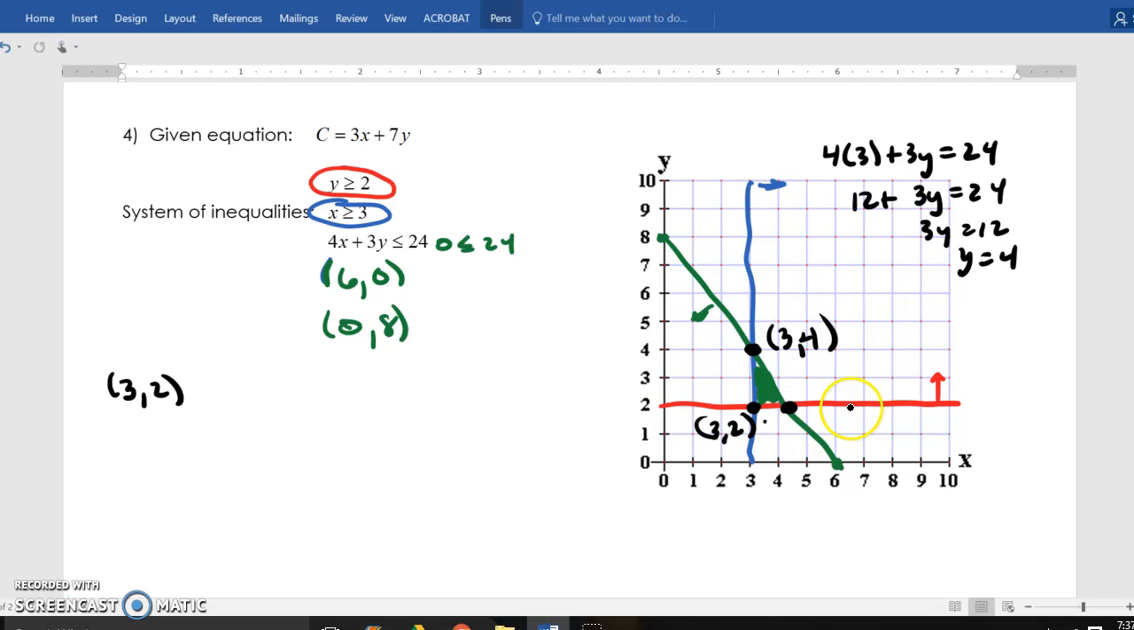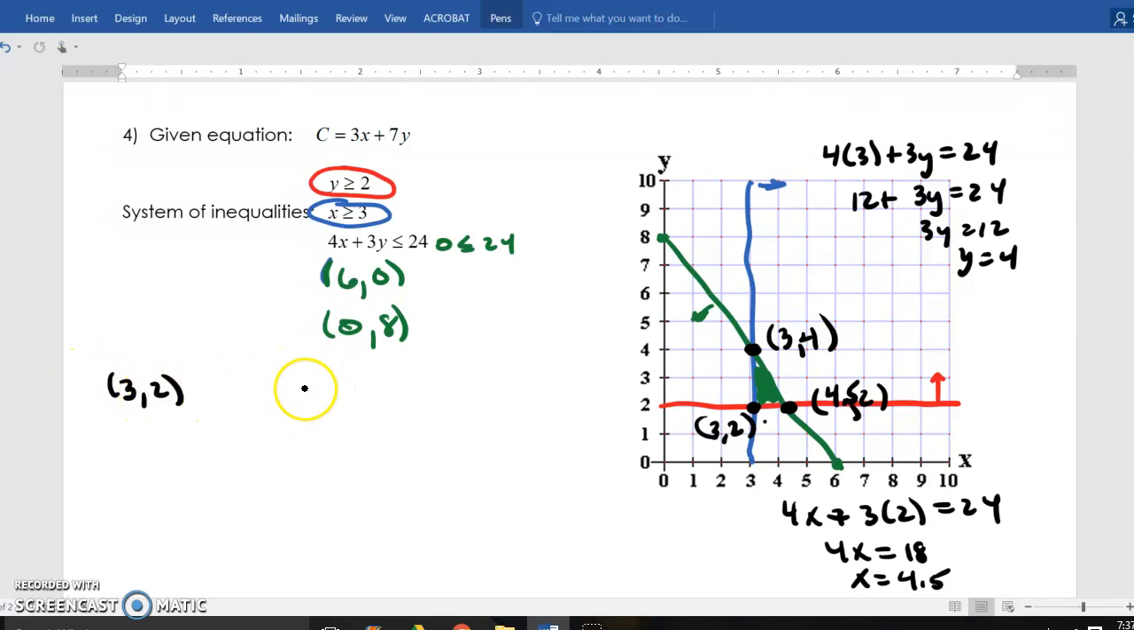And then last, we have this one. What do we know about that? We know y is 2. Okay? So if we plug that in, 4x plus 3 times 2 is equal to 24. 4x equals 18. Then x is equal to 4.5. So our three critical points, 3, 2, 3, 4, 4.5, comma, 2.